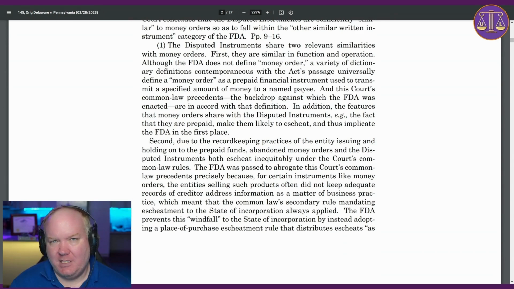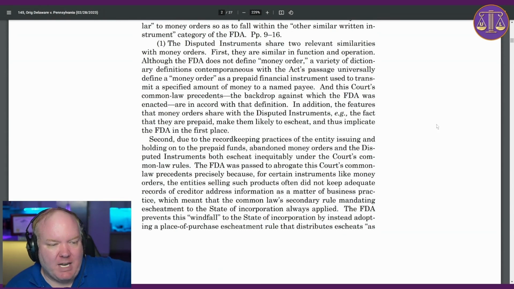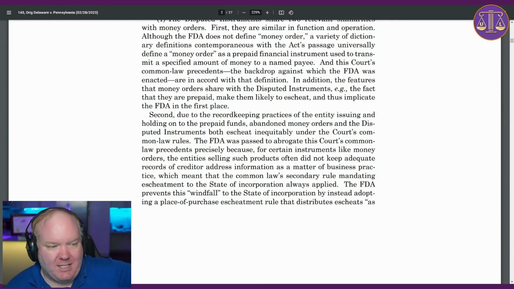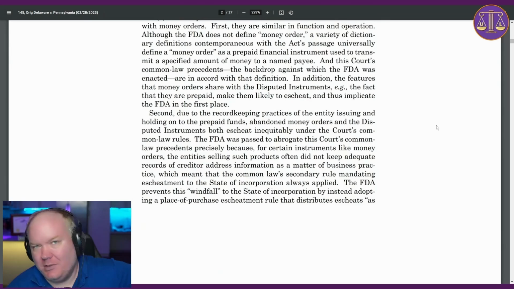So Congress, in their infinite wisdom, didn't define what a money order is, but this court had talked about what money orders were preceding the act, and the dictionary definitions are in alignment with that. So we're going to assume Congress just wanted the definitions that were in existence at the time. So fine. In addition, the features that money orders share with these instruments, the fact that they are prepaid, make them likely to escheat and thus implicate the law in the first place. Second, due to record-keeping practices of the entity issuing and holding on to the funds, abandoned money orders and the disputed instruments both escheat inequitably under the court's common law rules.